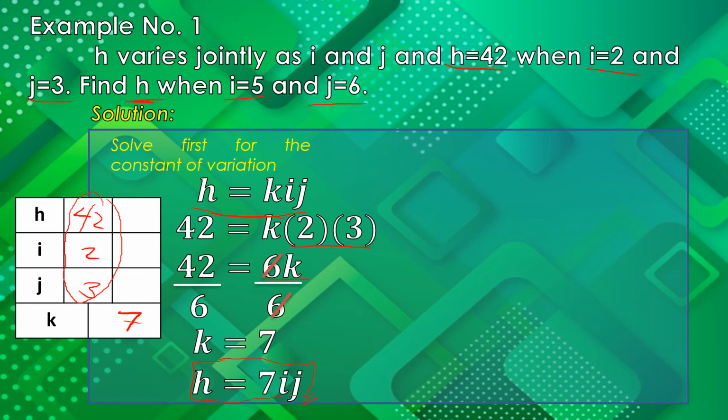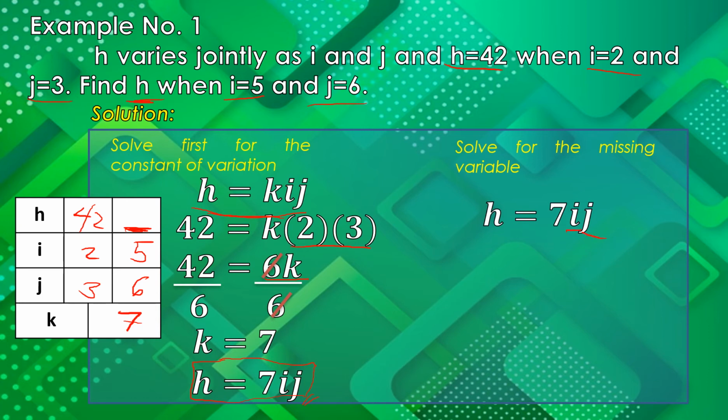and J is 6. So, ilagay natin dito yung I. Ang I daw ay 5. Ang J daw ay 6. Hanapin natin naman yung H. So, from that, lagay natin yung ating equation of variation. Palitan natin yung I at saka yung J. Since na meron na tayong values, we have 5 and 6.